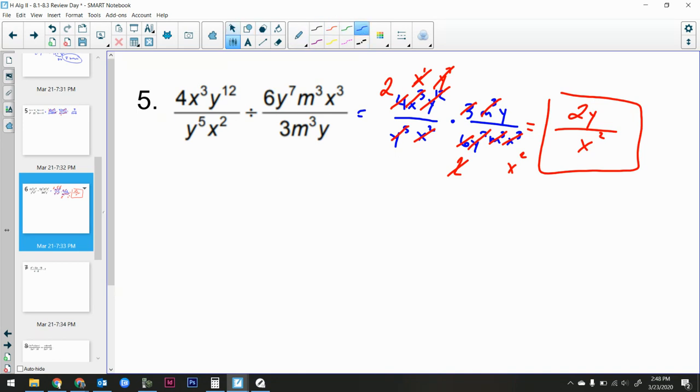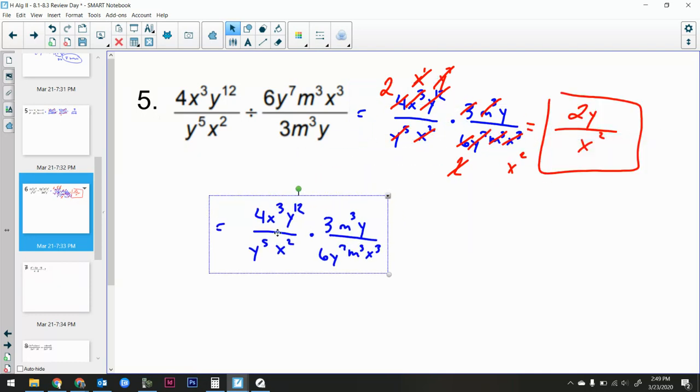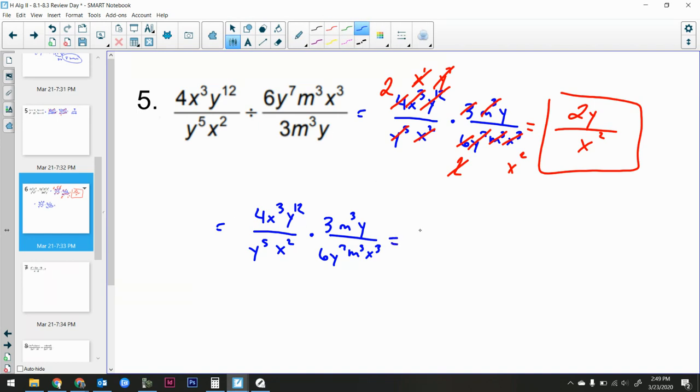So let's see if I can do this. Can I select you, clone you? What? That was awesome. Okay. So what do I mean by that? That means that I can multiply straight across. Multiply straight across on top to get a 12 m to the 3rd, x to the 3rd, y to the 13th, all divided by a 6.